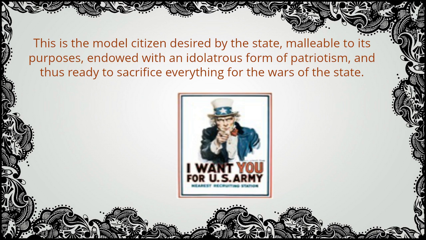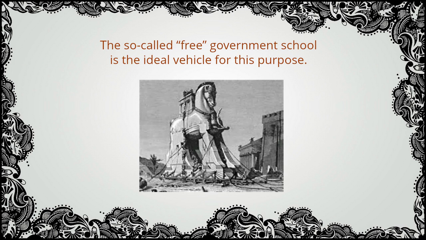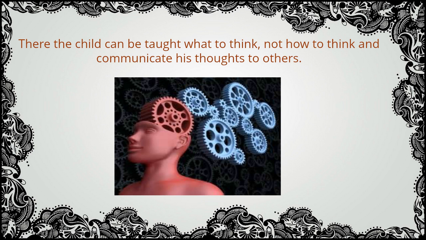This is the model citizen desired by the state, malleable to its purposes, endowed with an idolatrous form of patriotism, and thus ready to sacrifice everything for the wars of the state. To enforce the desired uniformity, it is necessary to separate the child from the sanctuary of his family as early in life as possible, a sanctuary where individuality would be nurtured. This so-called free government school is the ideal vehicle for this purpose. There the child can be taught what to think, not how to think, and communicate his thoughts to others.